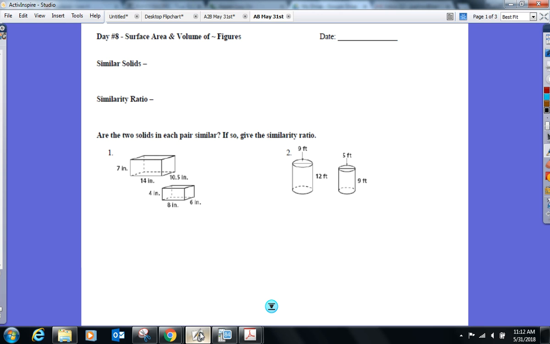So let's get to it here. Everyone, calculator, because you are going to have to crunch a couple numbers here.